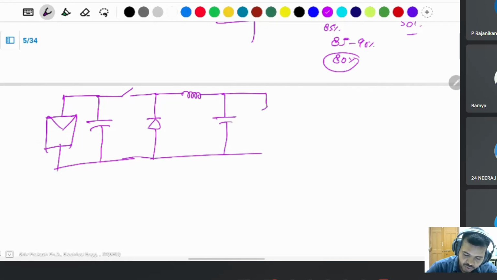If you do not use this capacitor, then there is a derating of the life cycle of the PV panel, and the battery is affected more. The battery current is pulsed on the input side at that time, so the lifetime of the battery may be affected. That's why the capacitor is required in the buck converter.